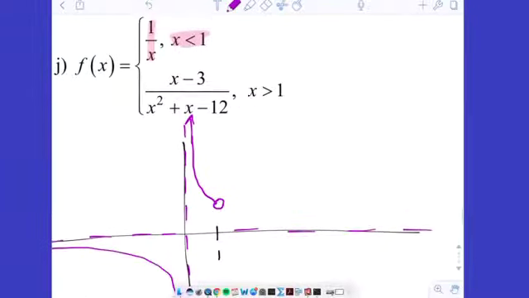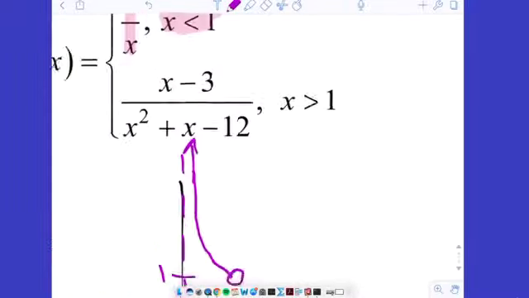Why an open circle? Strictly less than. Now here's the deal. I need to know what that y value is where it stopped. How do I figure that out? Plug it in. Even though it's less than, we'll plug in the 1. 1 over 1 is 1. So I know it stopped at the point 1, 1. I just put an open circle there because it wasn't equal to. All right, so far so good.